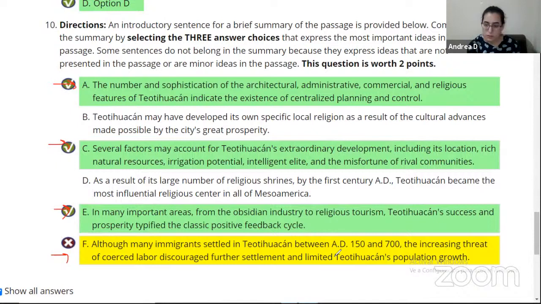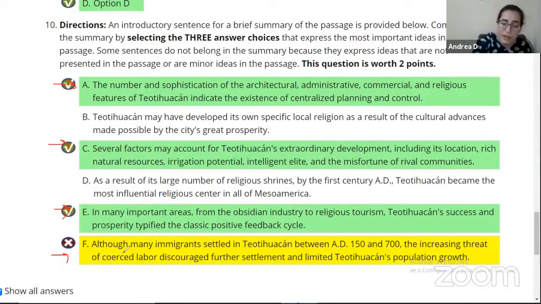Basically, if we remember the title, it was The Rise of Teotihuacan. So that's what the passage was about: the development of Teotihuacan, how that city developed, and what factors influenced the development of the city. It's an explanation of how the city developed. That's what we need.